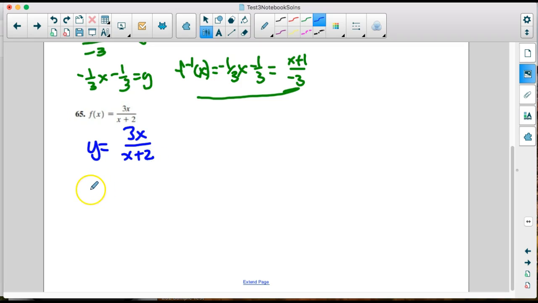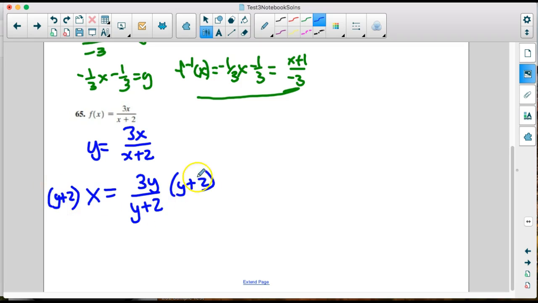We swap the x and y, so x equals, and then we're going to have two places where we have y in the right hand side. So this is where the trick is. We've got to solve for y. It's a little trickier than normal. So first we'd multiply through by the denominator, multiply by y plus 2 on both sides. To reduce it out on this side, we'd have 3y equals.